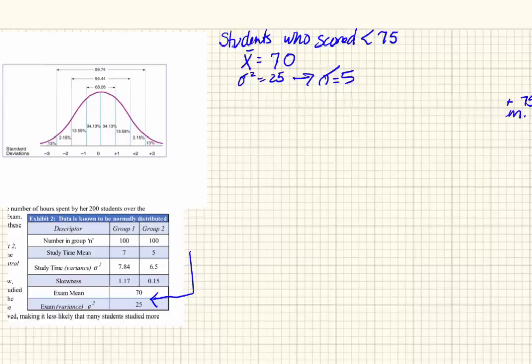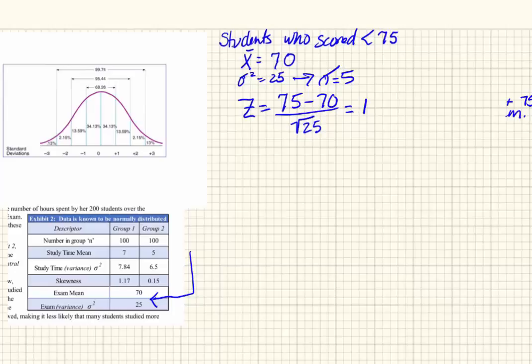So the first thing that we want to do is the z calculation. Z tells us how many standard deviations away our number is from the mean. So we want to know how many standard deviations 75 is from 70. Now we know it's going to be 1, because we can do this in our head, but we're going to write it out anyways. So 75 minus 70 divided by the square root of 25, which of course is 5. So this is going to equal 1.